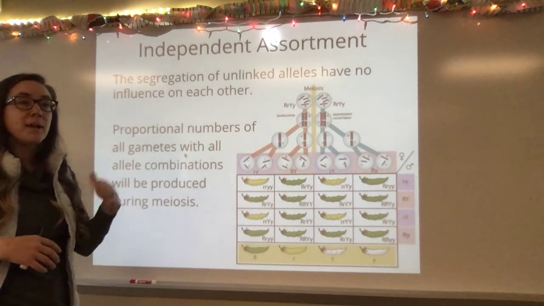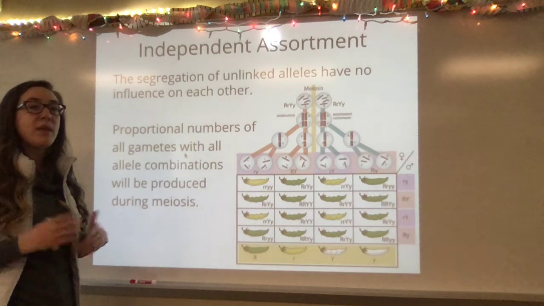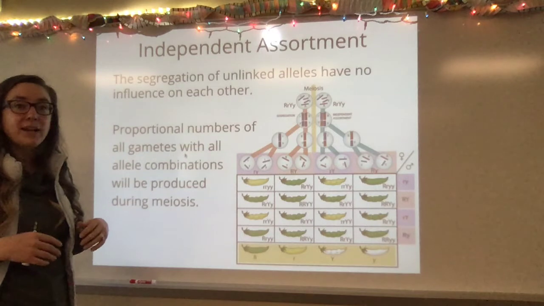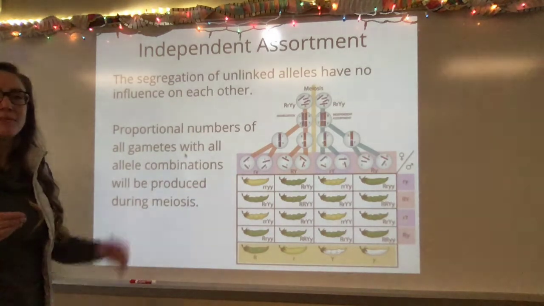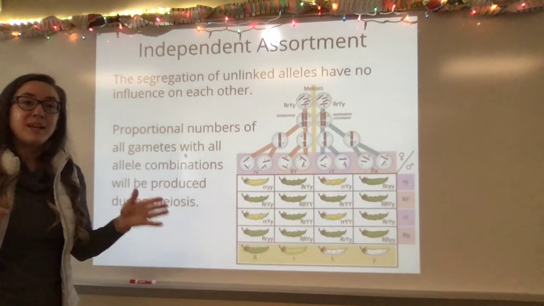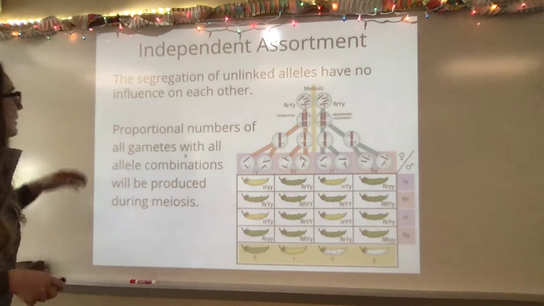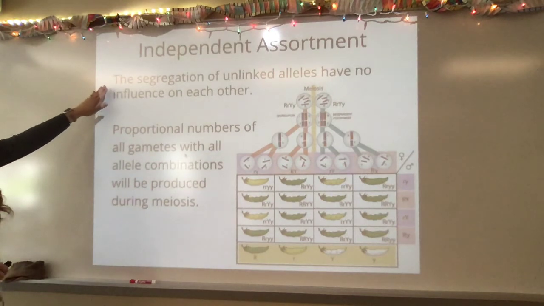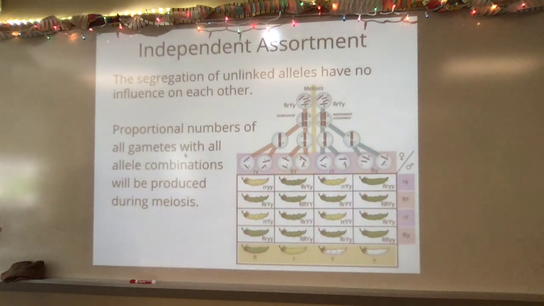So you could have a parent plant that was tall and had a purple flower, and then when they make their gamete cells, if they were heterozygous for both, one of the gamete cells could be purple and tall, one of them could be purple and short, one of them could be white and short, one of them could be white and tall. So you have these random combinations. So independent assortment: the segregation of unlinked alleles has no influence on one another. And so we'll go over how to calculate the proportion of those numbers when you are looking at two traits together.